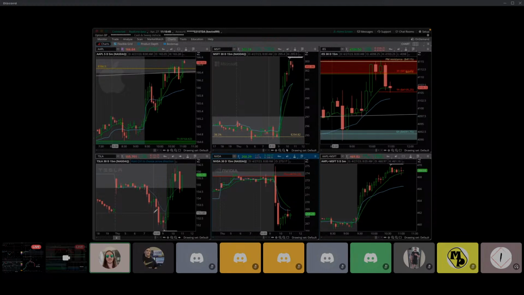Part of me is like start a short position and add on if it pulls back. Another part of me is like, nah, just wait for the pullback. Yep. That's it. Patience.